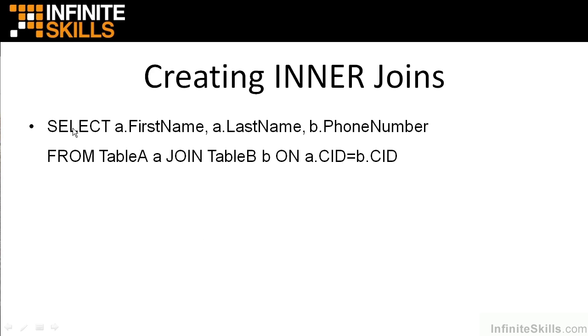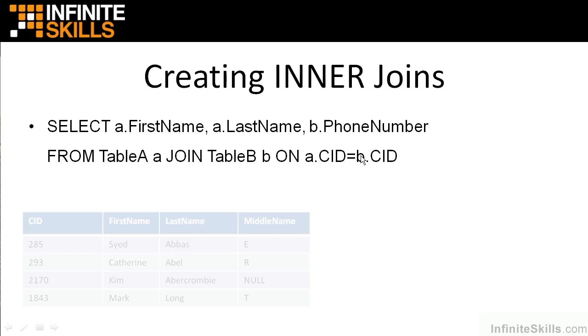Notice we're saying select, and we're using our table aliasing that we talked about a little earlier. So we've got table A right here, and we've aliased it as lowercase a. We've got table B, aliased as b. So we're going to pull the first name column from table A, the last name column from table A, and the phone number from table B. Notice we've said from table A, join table B on, and this is where we establish that equality condition, where the CID column in table A is equal to the CID column in table B.